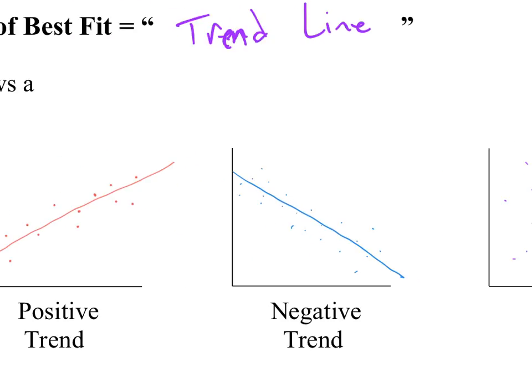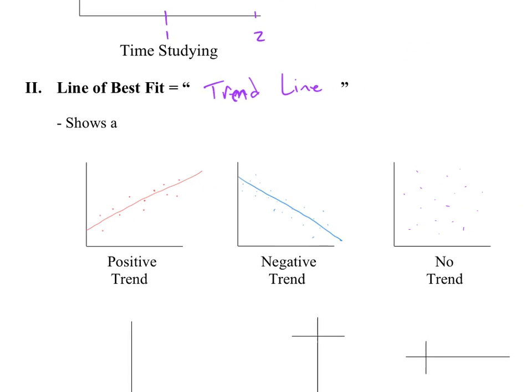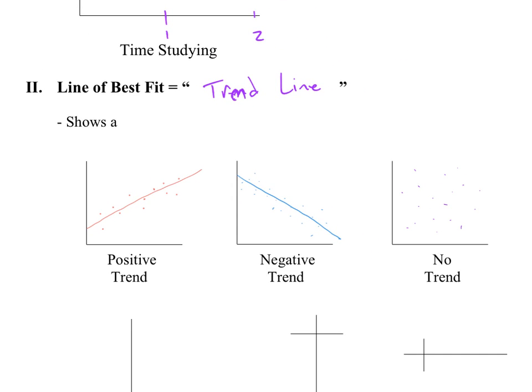All right, so a trend, if we get back to our line of best fit underneath there, shows what we call a pattern. Shows a pattern. That's what our trend lines are doing. They help us, they help estimate.